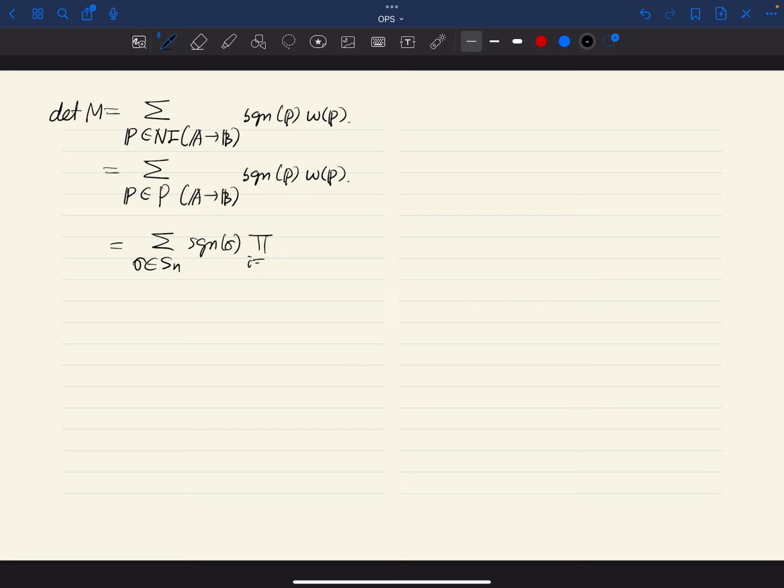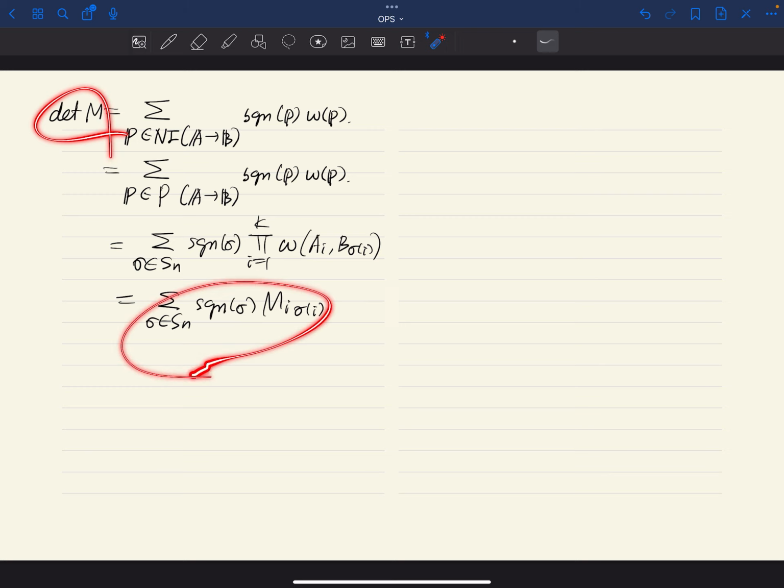and then all paths here from A_i to B_sigma(i), there's only one path with only one edge. So this is exactly the weight of one path A_i to B_sigma(i), right? But what is this? This is just M_{i,sigma(i)}. So this is just the definition of the determinant of a matrix. So we didn't do anything.